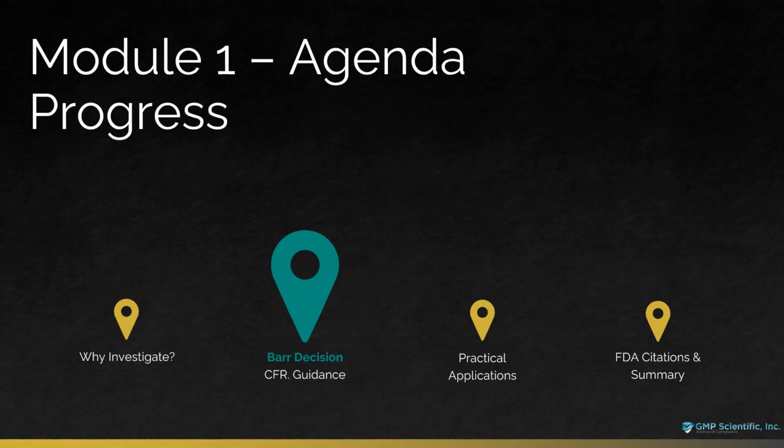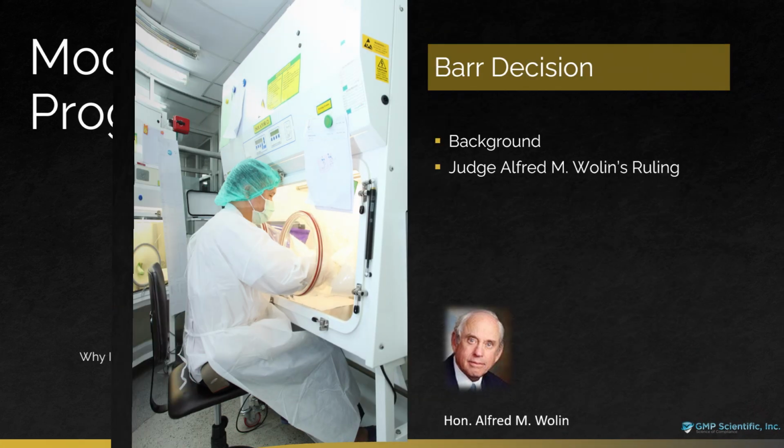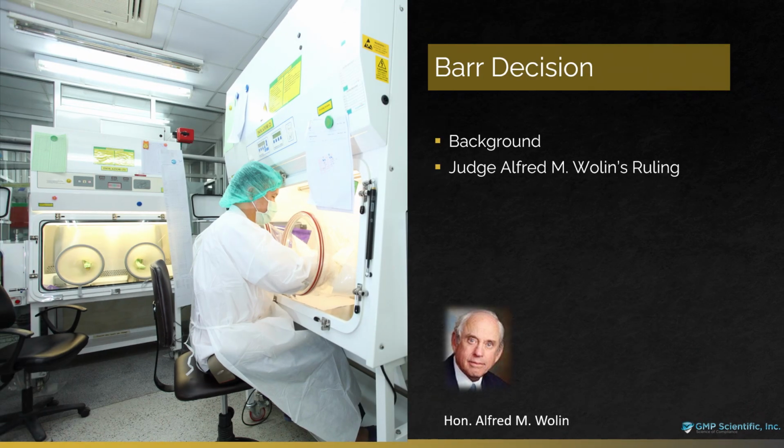We now turn our focus specifically to the Barr decision and how it reinforced expectations for investigation rigor, documentation, and the prohibition of inappropriate retesting practices. The Barr decision is a landmark court case that shaped industry understanding of OOS investigations. It reinforced that failures must be investigated before relying on retesting and highlighted deficiencies in quality systems and statistical understanding.